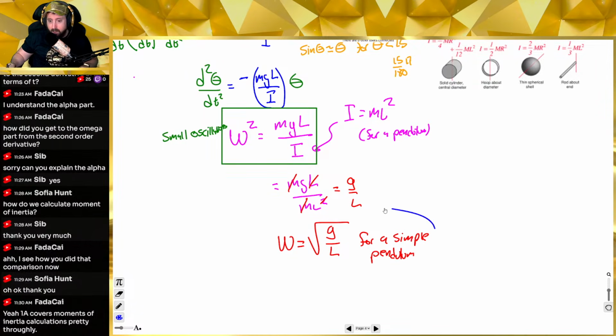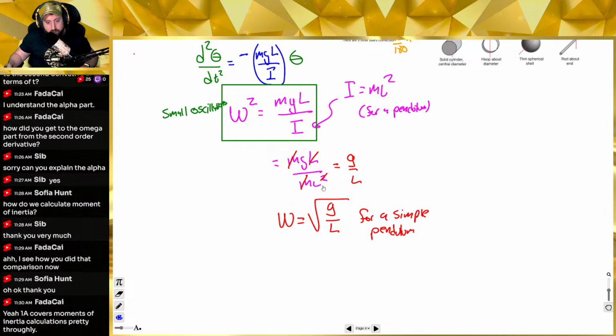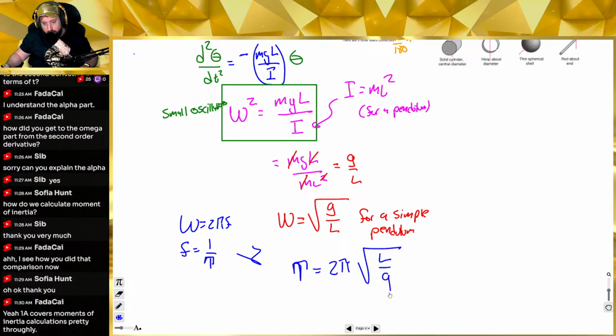But yeah, cool. So we get that for a simple pendulum, and then if you use omega equals 2 pi f, and f is equal to 1 over T, you can then show that the period, the amount of time it takes for a pendulum to oscillate once, to go back and forth, is going to be 2 pi square root of L over g. Okay? And what's good is to look at this and ask, is this intuitive? Does this make sense in the real world?